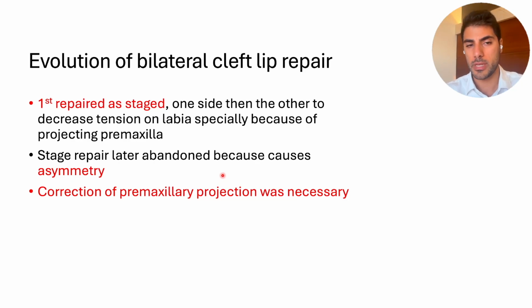So the evolution of the repair. First, surgeons started by doing a staged repair where they first corrected one side and then the other. This was because of the protruded premaxilla. There was not enough skin to be able to suture both at the same time. But this staged repair caused asymmetry, and thus they realized that the first step was to correct this protruding premaxilla and then to correct bilaterally at the same time the mucosa and the lip.